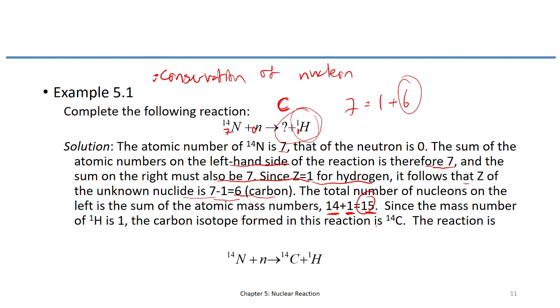That leaves us with 14. So in the end it is carbon 14 that is exactly the unknown nuclide. From the conservation of nucleons, this is how you can deduce what the atom is and what its mass number is.